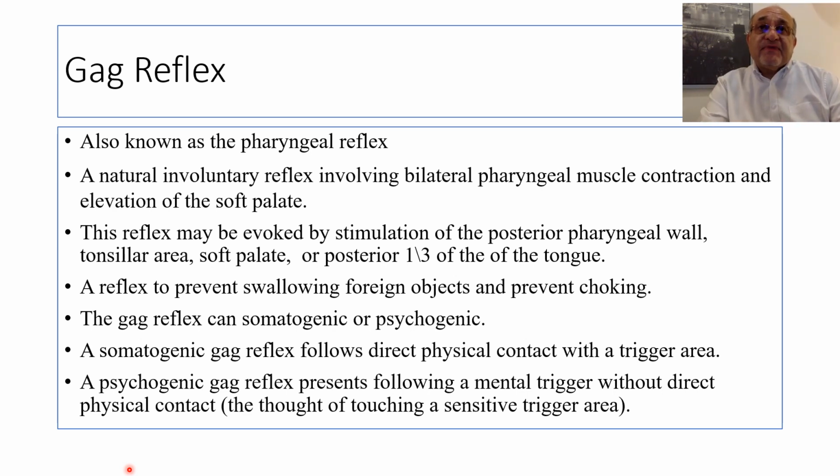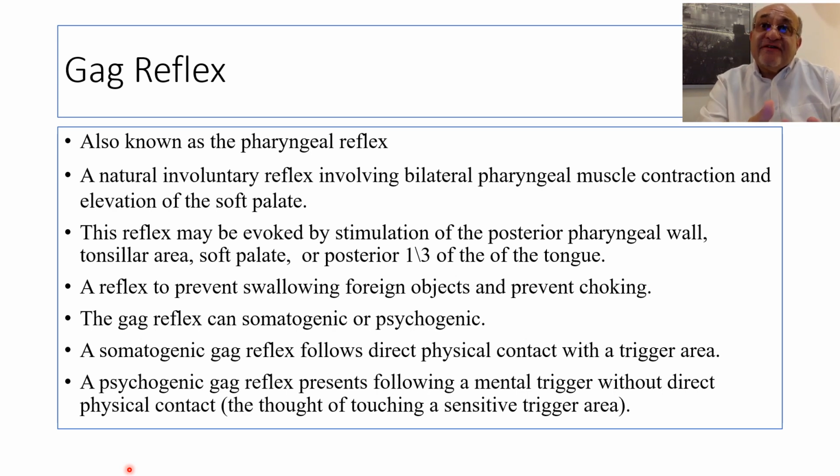This reflex may be evoked by the stimulation of the posterior pharyngeal wall. It could be initiated by the stimulation of the tonsils or the tonsillar area, the soft palate, and the posterior one-third of the tongue. Naturally it is made to prevent the swallowing of foreign objects and prevent choking.